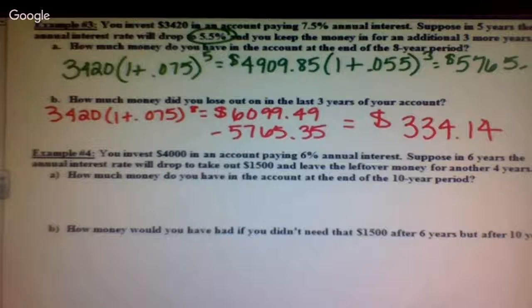So how much money am I investing? $4,000. What's my interest rate? 0.06. Okay, how long is this happening for? 6 years before something happens. So we need to find out how much money do I have at 6 years.